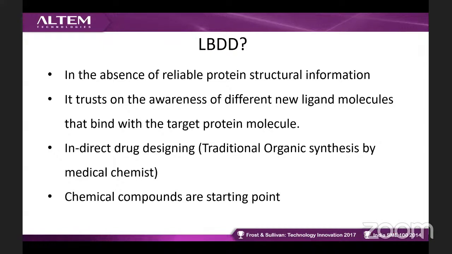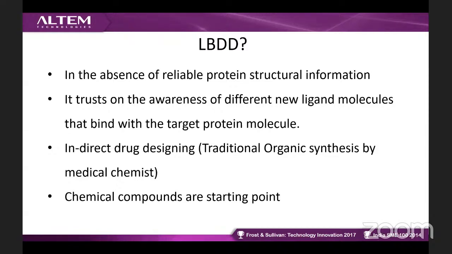In the absence of the protein structure or any protein structure information, then you can introduce ligand-based drug designing. It is a trusted approach for identifying new ligand molecules that will bind to your specific drug targets. Indirectly, medicinal chemists in traditional organic synthesis, even 3 to 4 decades ago, introduced ligand-based drug designing without knowing that it was drug designing.